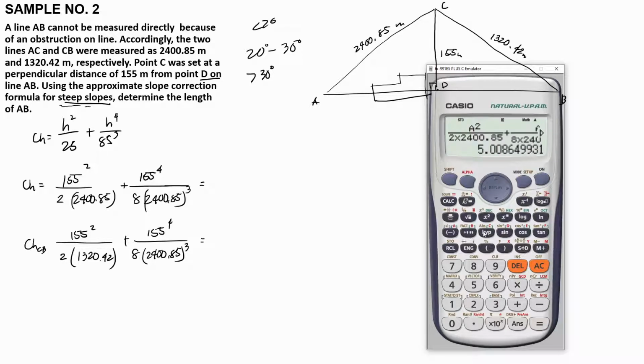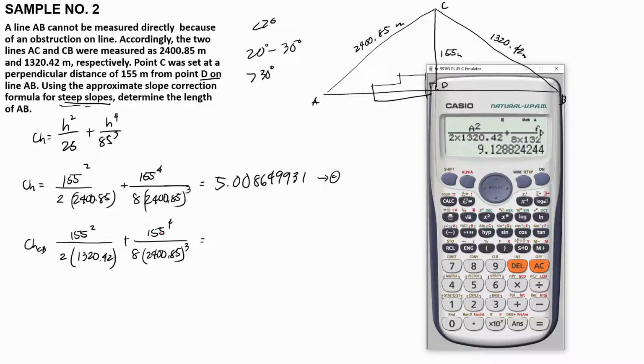So, dapat five meters lang siya. So, we have 5.008649931. I-store ko ulit siya kay C. Pag na-store ko kay C, compute natin yung isa. So, we have alpha A squared divided by 2 multiplied by 1320.42 plus alpha A raised to 4, 8 times 2, 1320.42 raised to 3. Calculate. So, ayan, 1320.42.